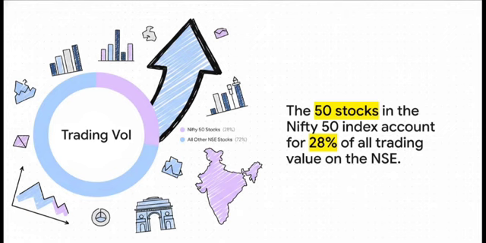And if you want proof of just how important these index stocks are, just look at this chart for India's Nifty 50 index. Out of thousands of stocks on the exchange, just those 50 companies make up a whopping 28% of all the trading value. It shows you exactly where the money, the attention, and yeah, the power is all concentrated.